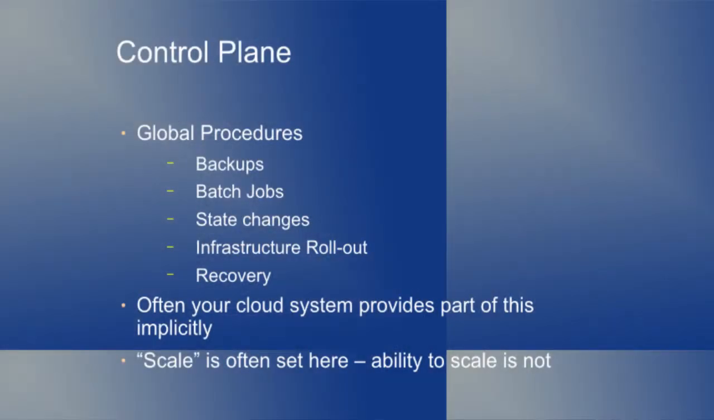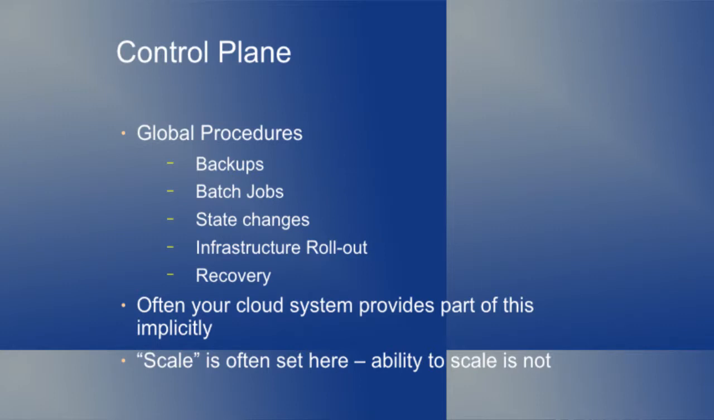Control plane. This is the one that the users never see unless it's not working. This is where you might have your backups, schedule batch jobs. If you need to modify users, you have some procedure or job that does that. I often put my infrastructure rollout here because I'll roll this out in an automated fashion. I'll say more about that in a little bit. And of course, recovery. If something goes wrong, that's a control plane activity.